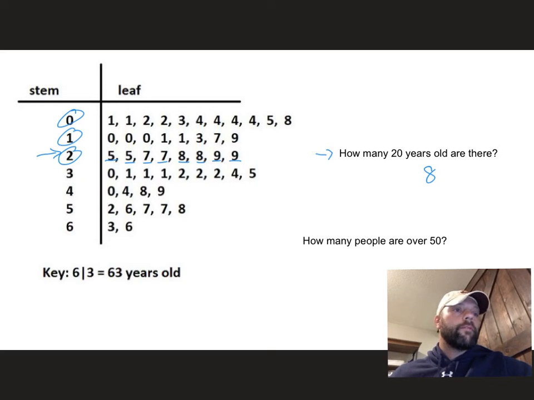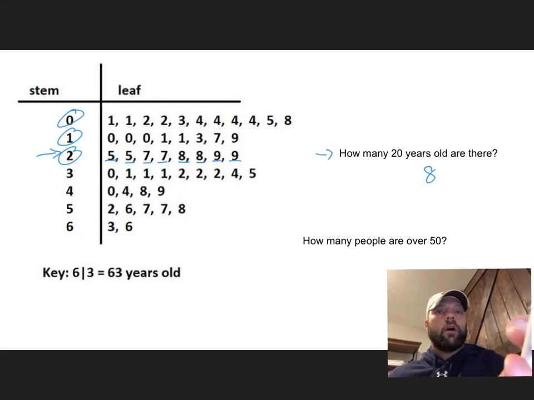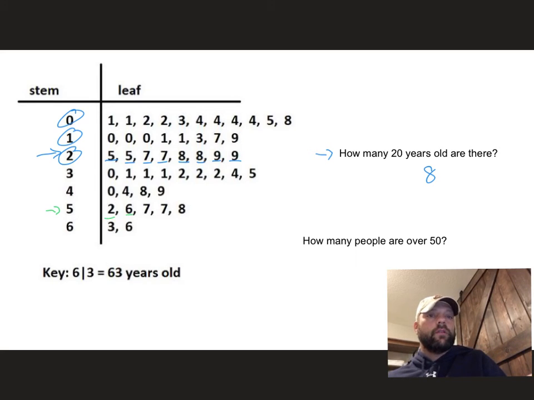So now if I want to figure out how many people are over 50, again, I'm going to look at my 5, which is going to be 50. And if I count 1, 2, 3, 4, 5, but then 60 is also older than 50. So I have 2 more, which is going to give me 7.